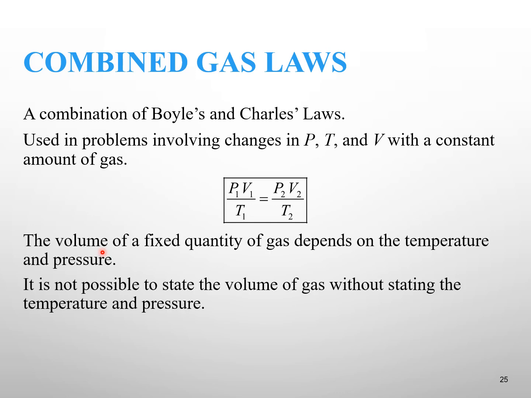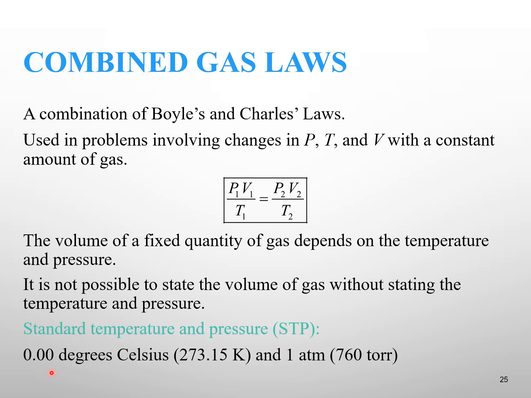So we have a fixed quantity of gas because the number of moles is going to be constant, and the pressure, the temperature, and the volume are going to be changing. So at STP, remember STP is 0 Celsius and 1 atm.